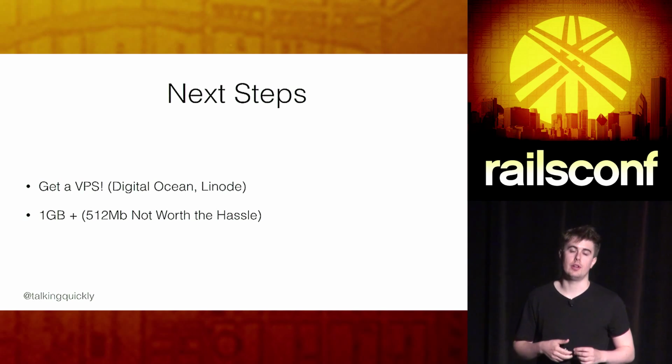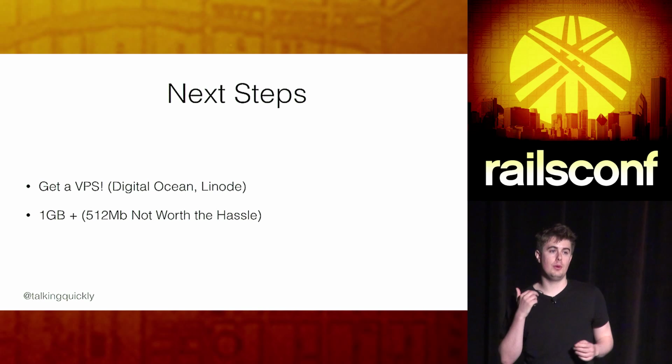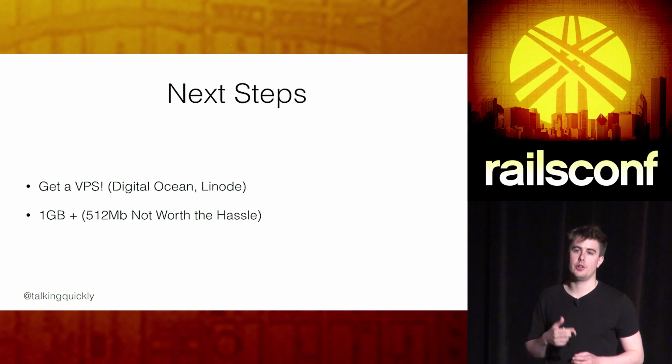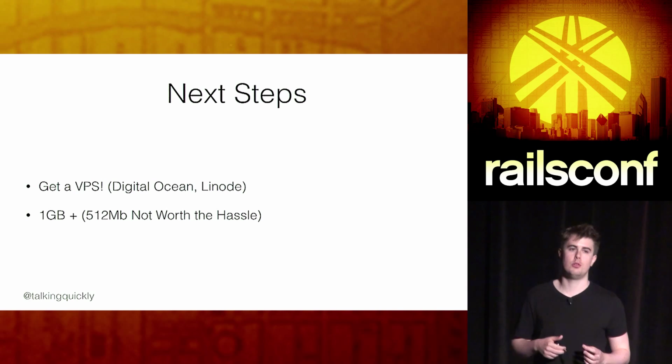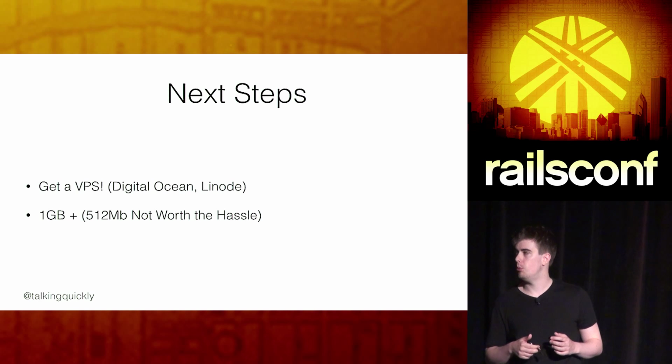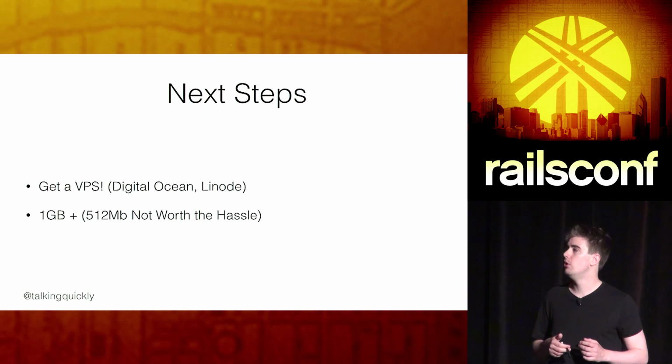So next steps, if you're going to give it a go, I suggest you go and get a VPS. I suggest starting off with a 1 gig one. You can run a Rails app on a 512 meg VPS. You can also spend a huge amount of time troubleshooting out-of-memory errors, which I think is the least enjoyable thing possible. You can get a 1 gig VPS for about $10 a month from DigitalOcean, I think.